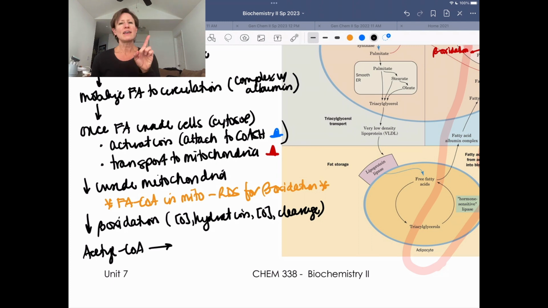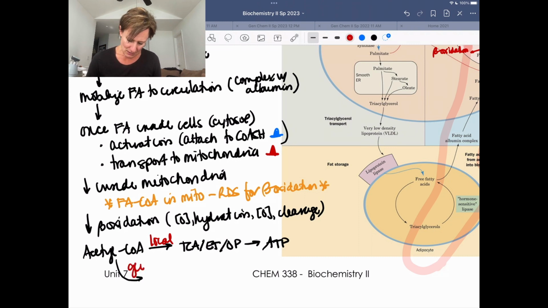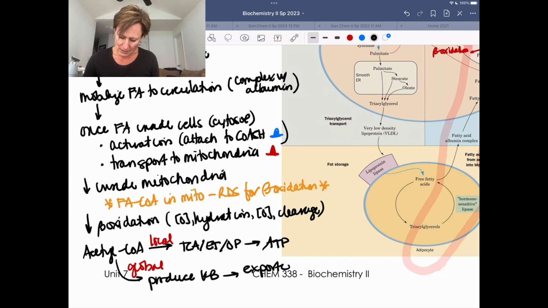What we do with acetyl-CoA, if we are in a liver cell, a hepatocyte, is going to depend on whether that acetyl-CoA is going to be used locally or globally. If we use it locally, it's going to go through the citric acid cycle, electron transport, oxidative phosphorylation, ultimately to make ATP. And then global use means that acetyl-CoA is going to be used to produce ketone bodies, which are then exported to the bloodstream.